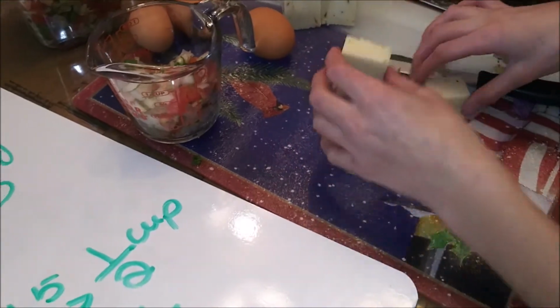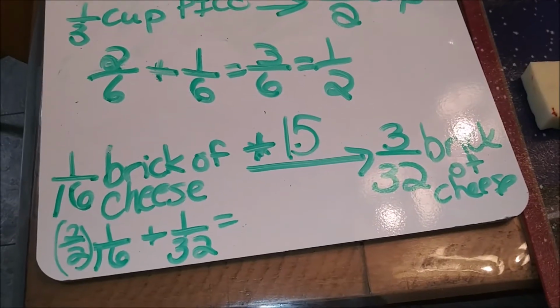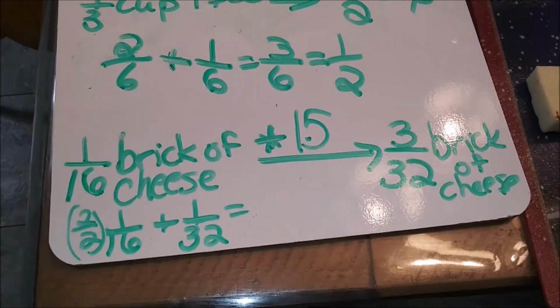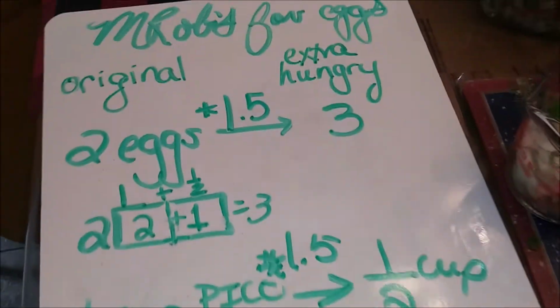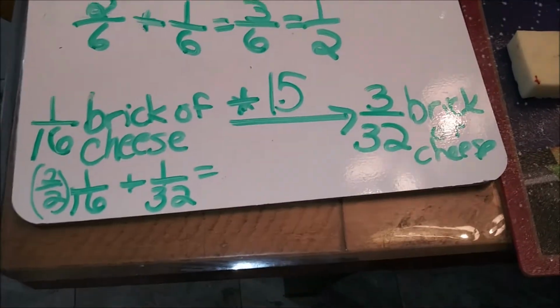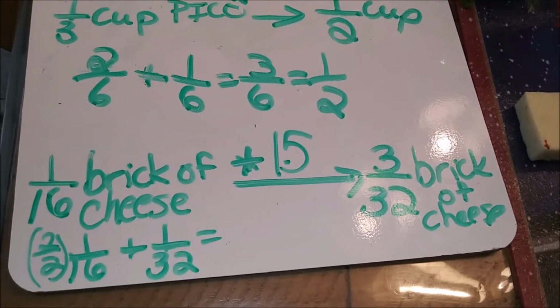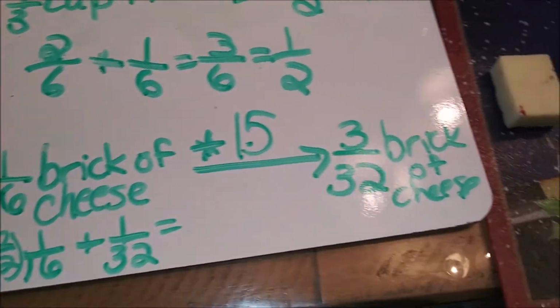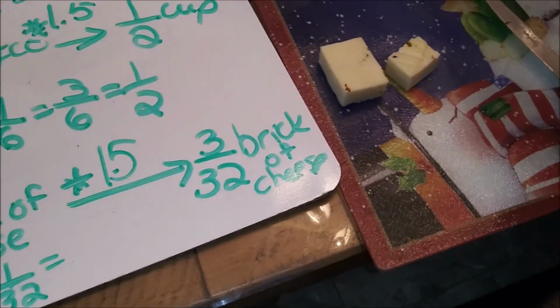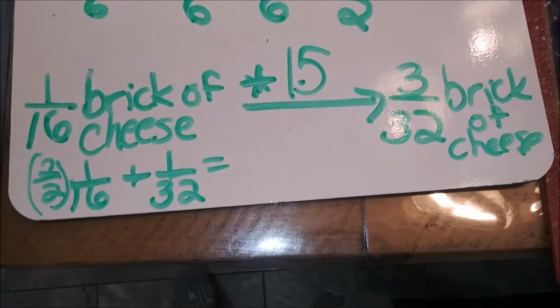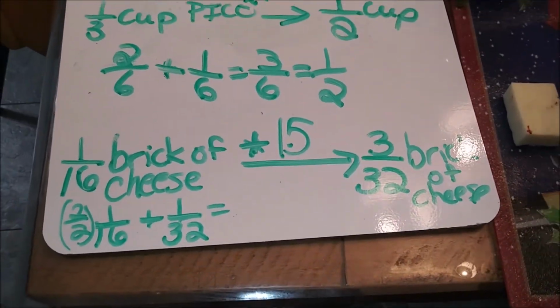Let me just update my recipe. So if you check out the math, if you take 1/16 of a brick of cheese and half of that, because I'm doing 1.5 times the normal amount for my extra hungry recipe, it's 3/32 of a brick of cheese. Now, nobody says they're going to use 3/32, but you could see how easy it is to find halves of halves by cutting bricks of cheese, and most of the time I use shredded stuff, but I'm sure you get the idea.